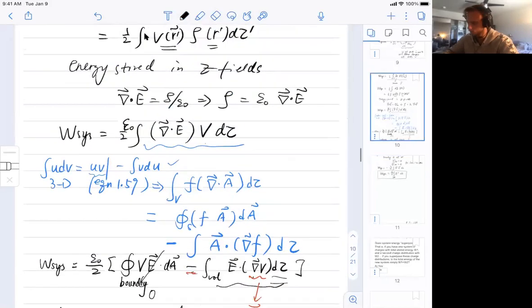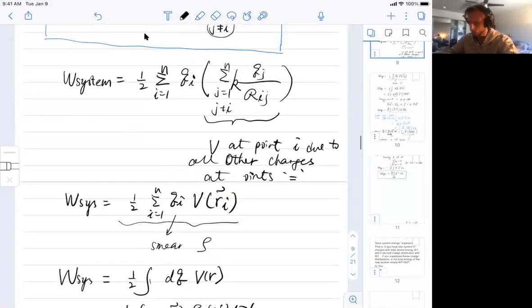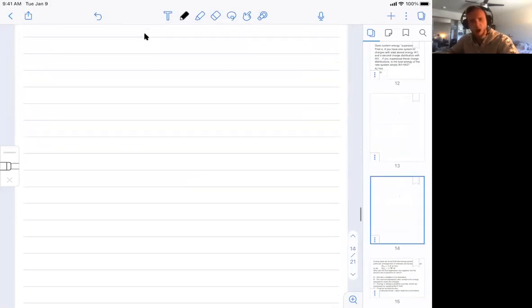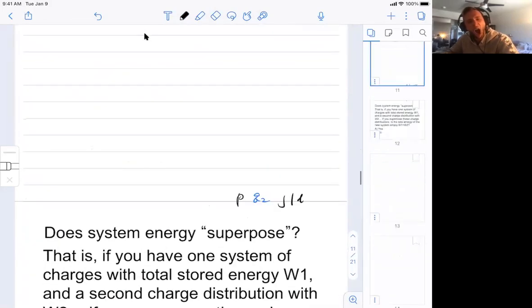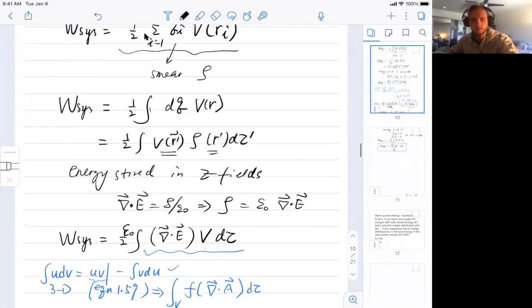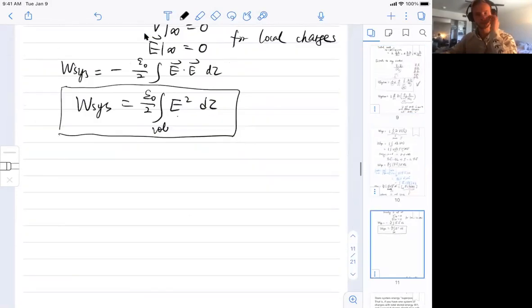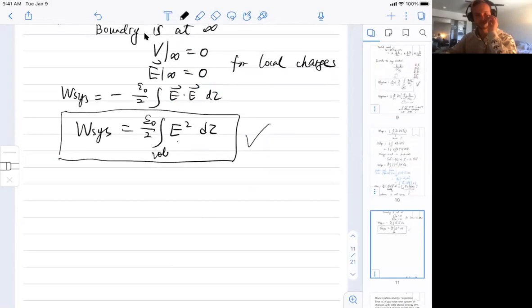So we have our first expression. The first expression is here for many point charges. The second expression is here, using the E. You probably have already noticed some inconsistency between these two.